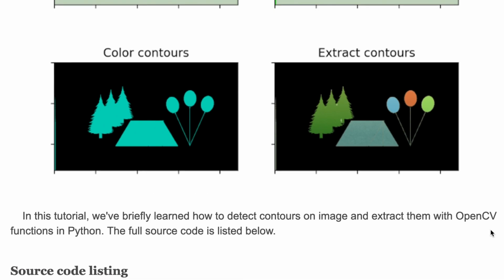In this tutorial, we briefly learned how to detect contours on image and extract them with OpenCV functions in Python. Here is the source code.